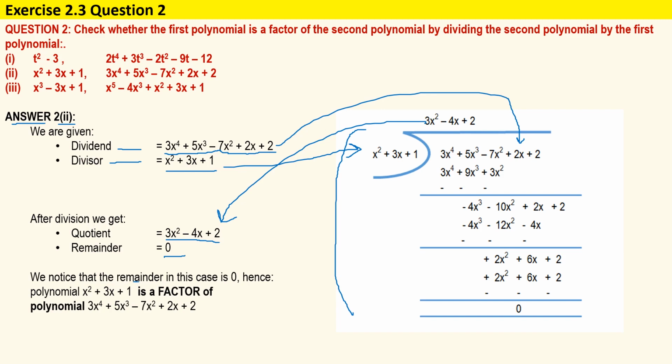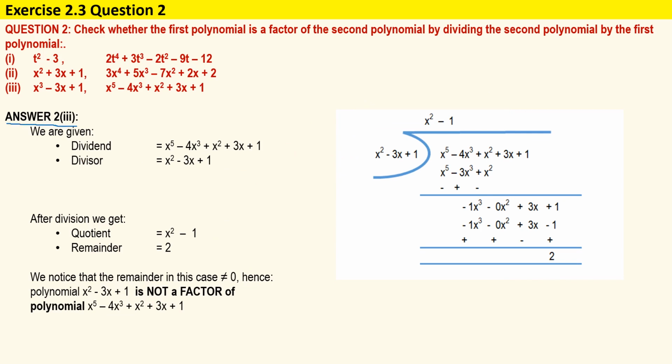So we notice that the remainder in this case is 0. Hence, the polynomial x square plus 3x plus 1 is a factor of the polynomial 3x raised to power 4 plus 5x cube minus 7x square plus 2x plus 2.